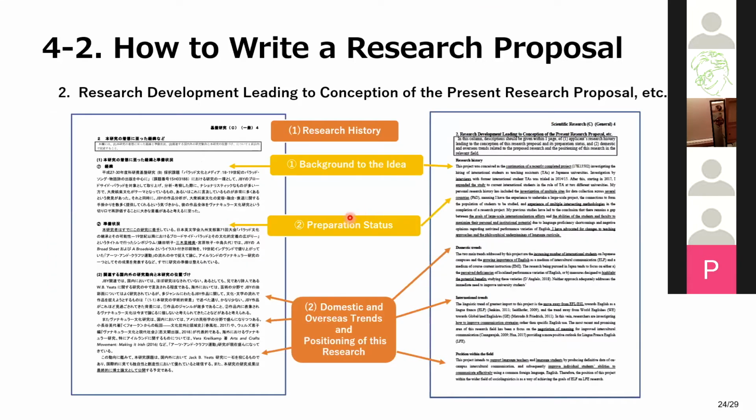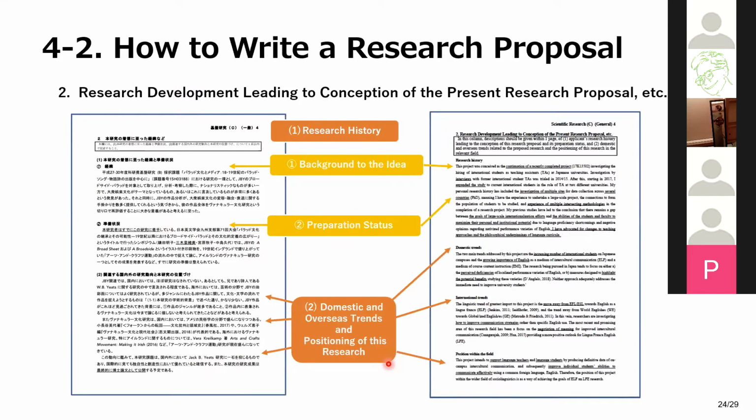Now this slide shows my proposal on the left and Haswell's proposal on the right. Again, the way of writing is basically the same. The first one, research history, and then write background to the idea. Preparation status here. And number 2, domestic and overseas trends, and the positioning of this research.